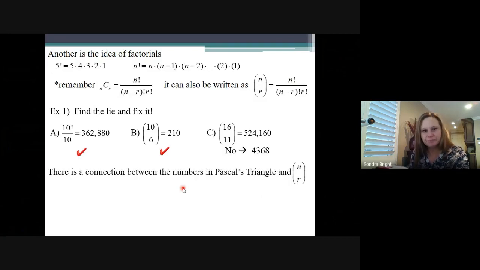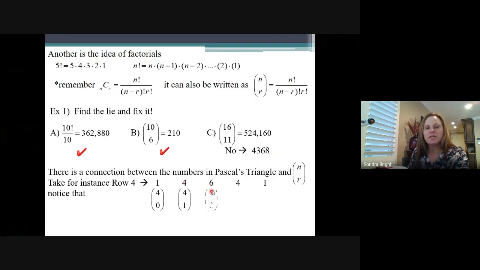That one you should have gotten 4,368. So it turns out there's a connection between all of these nCr numbers and Pascal's triangle. Take, for instance, row 4, which is 1 4 6 4 1. If you do 4 choose 0, you're going to get 1. 4 choose 1, you're going to get 4. 4 choose 2 is going to give you 6. 4 choose 3 will give you 4, and 4 choose 4 will give you 1. And so it totally matches up with Pascal's triangle.